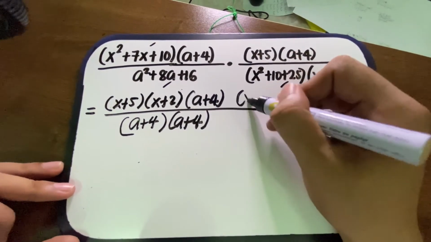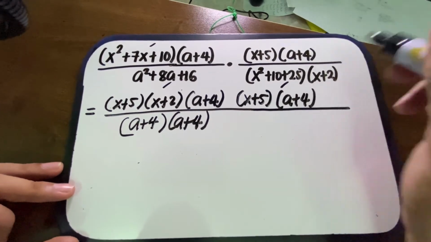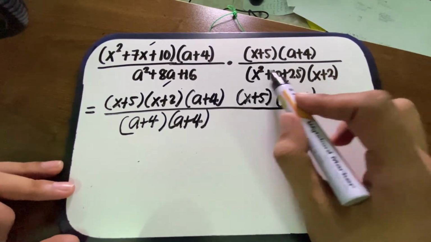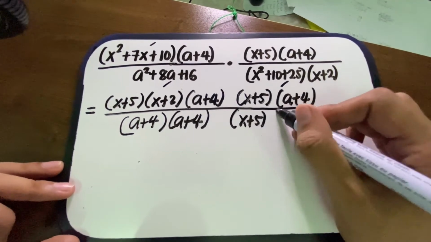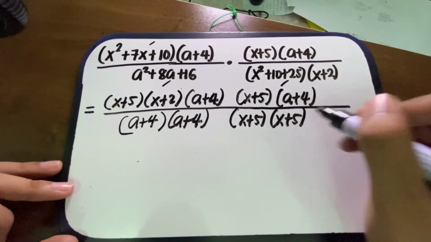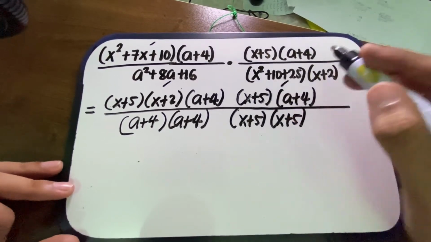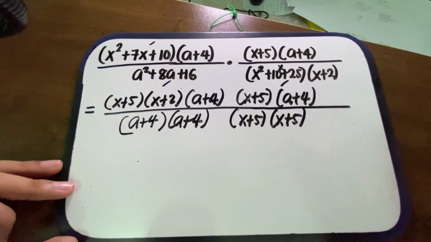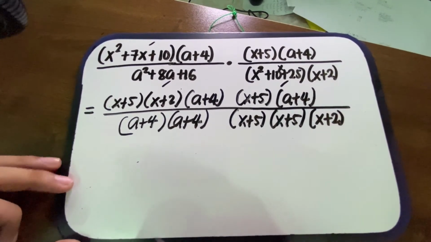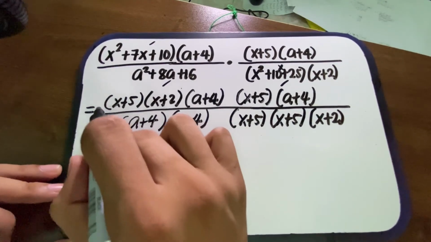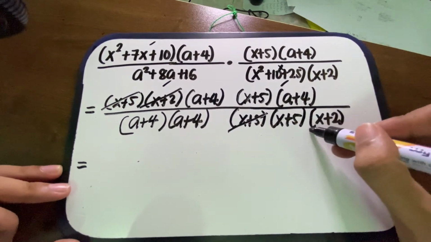Then this one, copy. x plus 5, then a plus 4. Here, this is an example of perfect square trinomial. So this will become x plus 5, then x plus 5. So 5 times 5, 25. 5 plus 5, 10. So sorry, there's an x there. Okay, I forgot. Then we have x plus 2. The next is cancel out x plus 5. Then we have x plus 2.